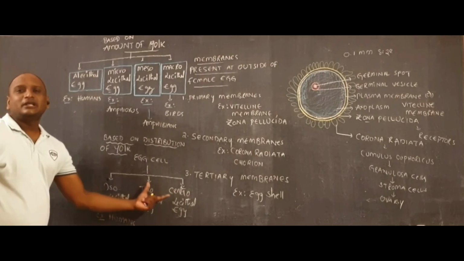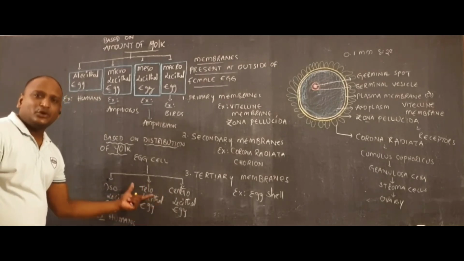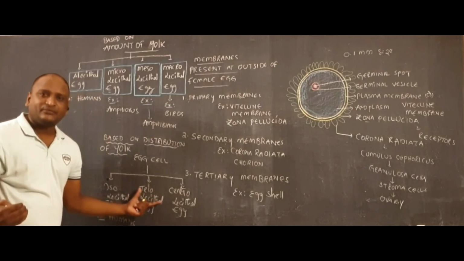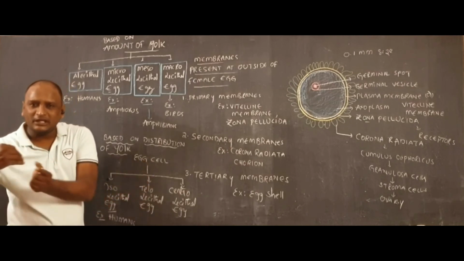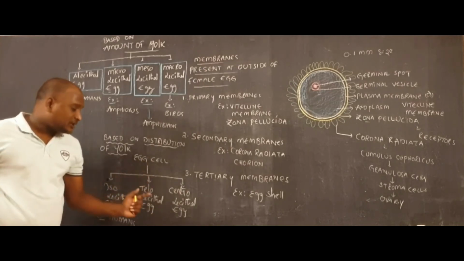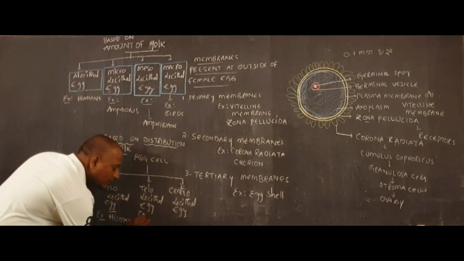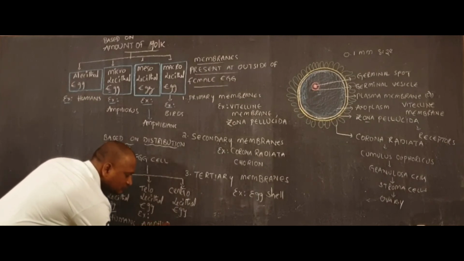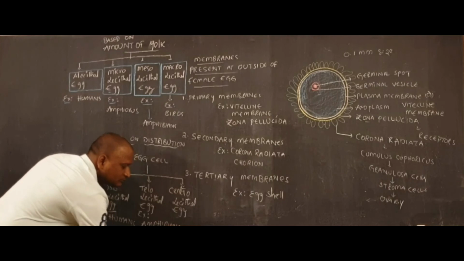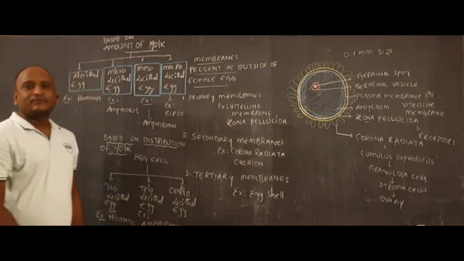Then coming to telolethal eggs. Telolethal eggs means yolk material is present at one side. It is not distributed all over the egg cell evenly, but all the yolk material is present at one side. That kind of eggs are also called telolethal eggs. Example is amphibians.